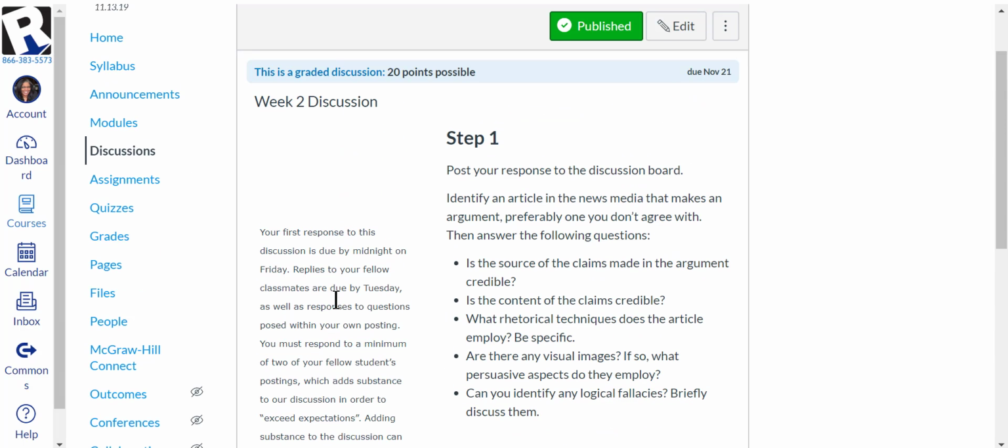Let's go over the steps for the discussion week 2 assignment. You're going to identify an article in the news media that makes an argument, preferably one you don't agree with. Then answer the following questions. And I know we did this last week. We're going to do it again this week. And these are the questions.